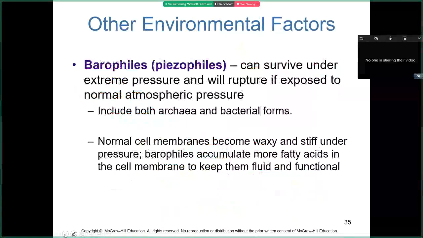And then we've got the barophiles, which of all of these different factors is the one I think is probably least significant. But this refers to organisms. Barophile is a term that refers to organisms that can handle really extreme pressures that would tend to cause cells to literally sort of implode. What you would see, say, for example, in the great depths of the ocean. There are places where the ocean depth is miles deep, 10, 12, up to 15 miles.